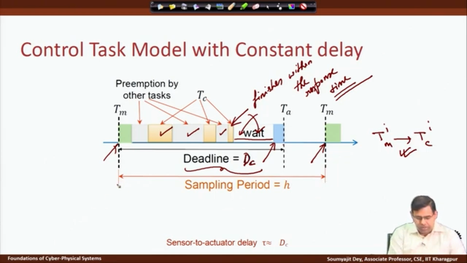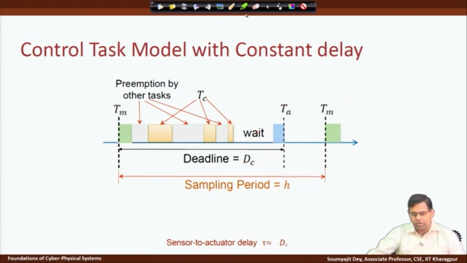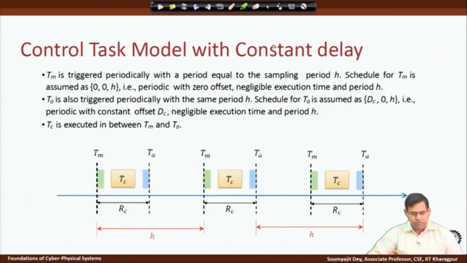Like I said, everything is periodic, at least Tm and Ta and Tc, but among them this guy is time triggered, this guy is time triggered, they may have this mutual offset, and this offset time is the deadline inside which the controller must be able to execute. So, I hope this is clear. We are just showing that picture here in the time continuum. The way we are modeling is what we call the constant delay model.